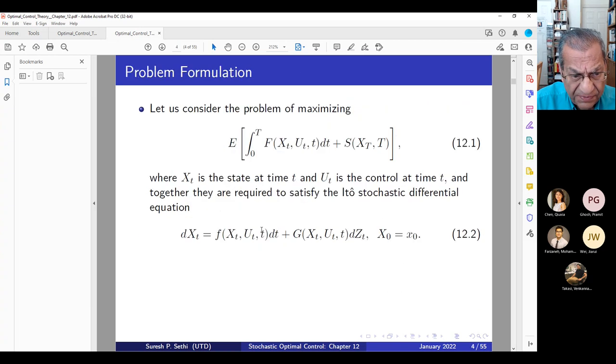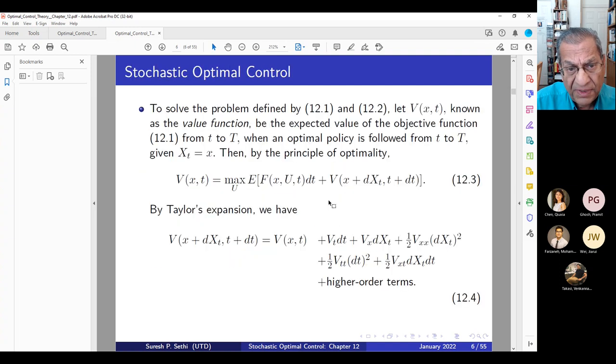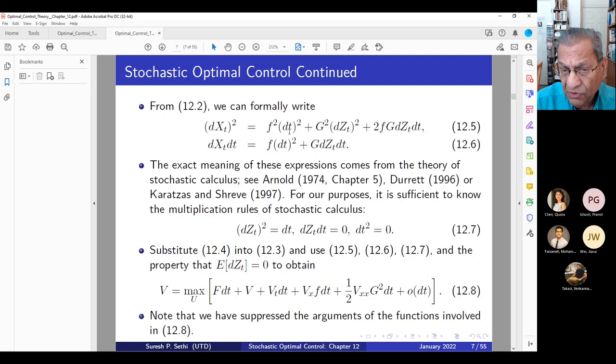I know what dxt is from here, so I can open that. I do the square of this, so I can open this. So this is f squared dt squared plus g squared dzt squared plus 2 f times g dzt dt. Okay. Then dxt dt, I just multiply dxt by dt. So that gives you f dt squared and g dzt dt. Those are algebra. So I'm using almost algebra here.